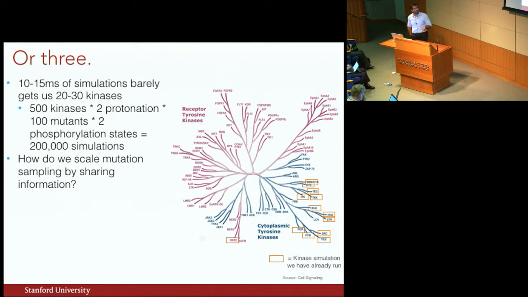And what you want to be able to do is figure out how the landscape shifts as a function of all of these different things. And clearly, there's a scaling problem, right? If everything requires a millisecond or hundreds of microseconds, this is never going to be useful for any real application until, I guess, quantum computers come along or something. And so the basic question that I have been trying to answer for the last couple of years is, how do we scale mutation sampling by sharing data across simulations?